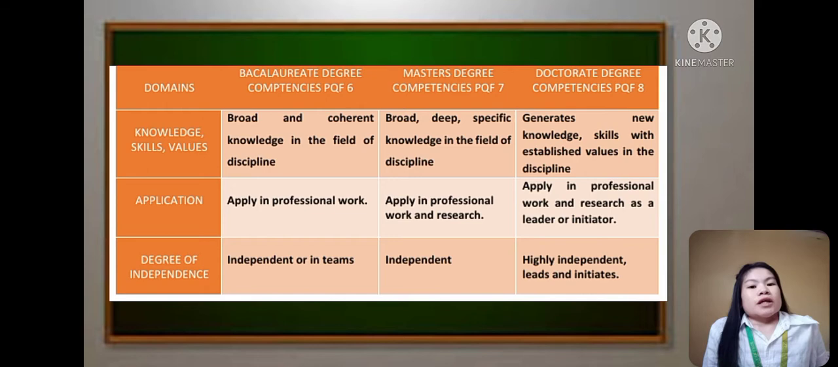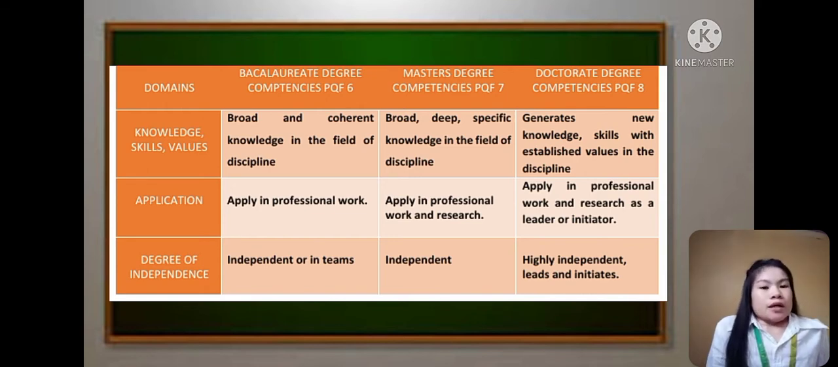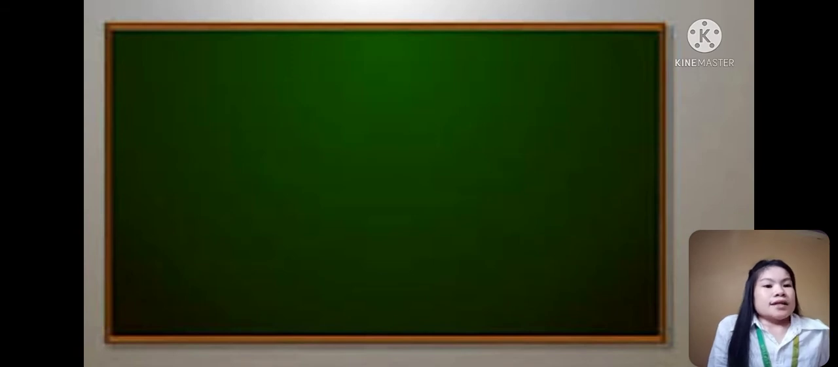Number 2, application. Baccalaureate: apply in professional work. Master's degree: apply in professional work and research. Doctorate degree: apply in professional work and research as the leader or initiator. Domain 3, degree of independence. Baccalaureate: independent or in teams. Master's degree: independent. Doctorate degree: highly independent.